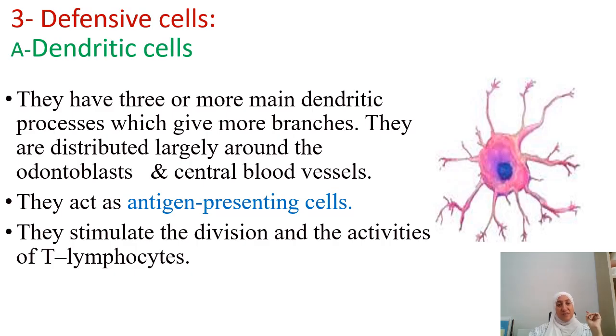Regarding the defensive cells, the first defensive cells are called dendritic cells, and these dendritic cells are unique for the pulp. They are antigen-presenting cells. They act as antigen-presenting cells. Of course, they are near the blood vessels, and they have multiple branches, as we see in this image.